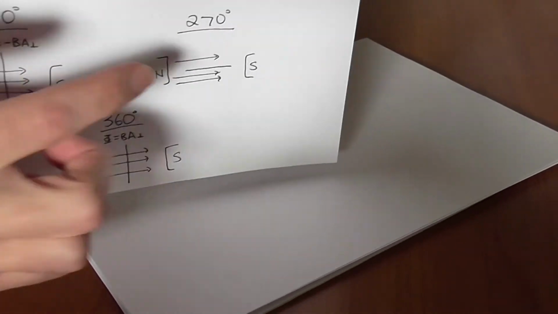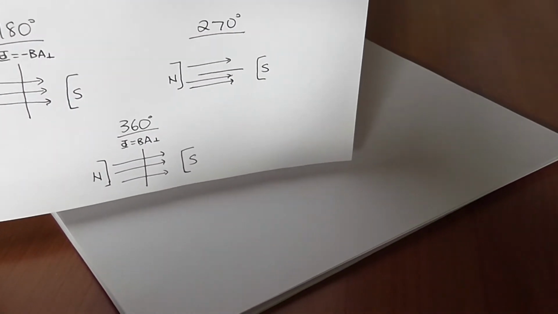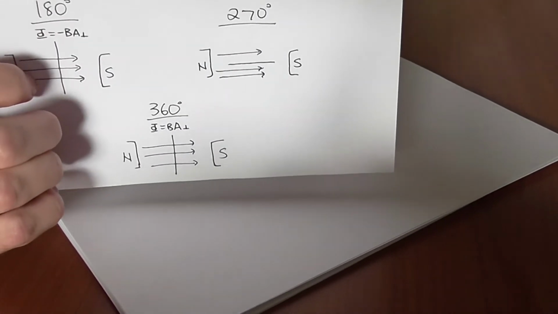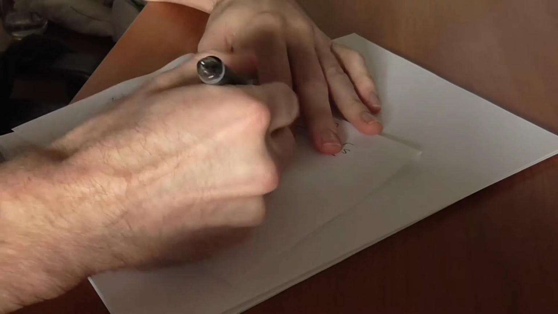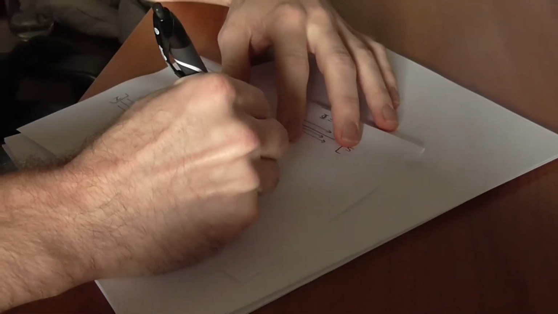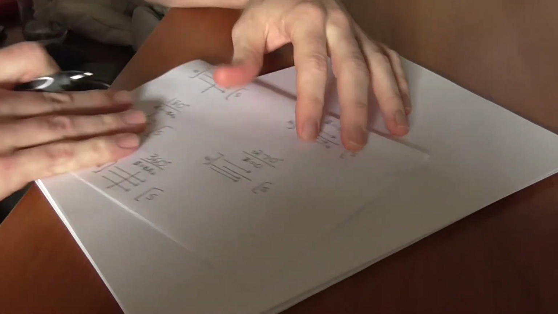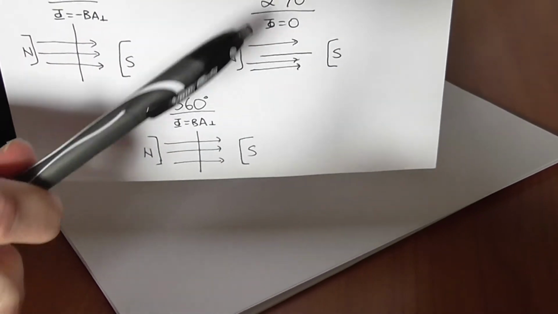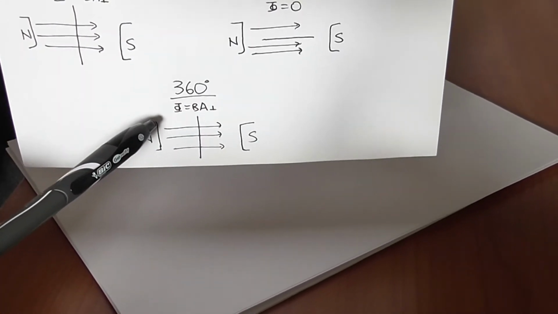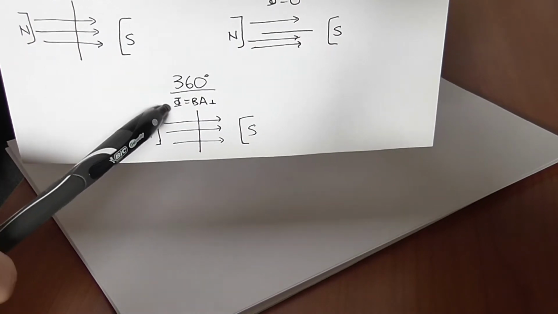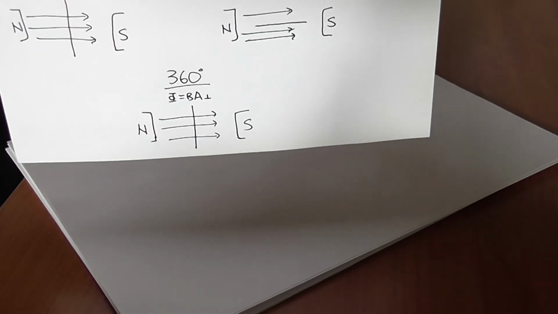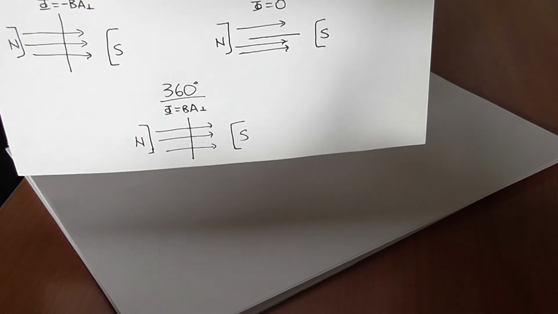Now 90 degrees later, we get to 270 degrees, and again we're back to the horizontal orientation, and the flux is 0. I forgot to write that in there. Then 90 degrees later, now we're at 360 degrees, we've done a full rotation, we're back to the initial setup, the vertical orientation, and the flux is back to a maximum and is equal to B times A once again.